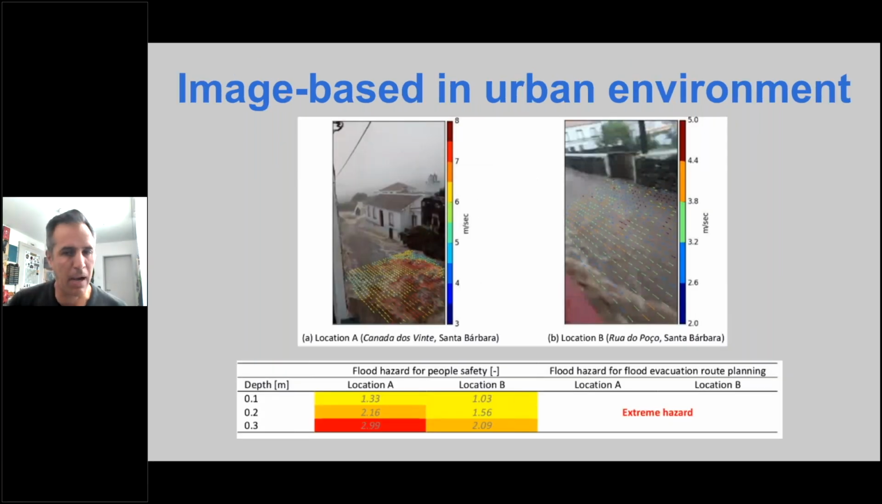The same technologies can be applied in different environments. For example, they can be used to measure in urban environments. This is a flood event where we processed videos which were downloaded from social media and then post-processed. And we were able to calibrate those videos to get velocities in meters per second by using, for example, the dimensions of the house or of the door. And while probably the results are a bit more uncertain, they are very good and very helpful to evaluate the flood hazard.